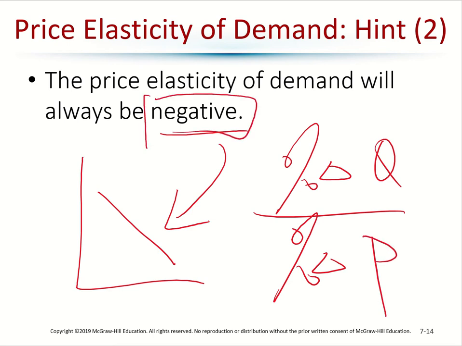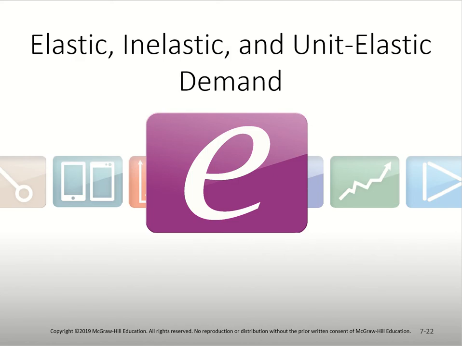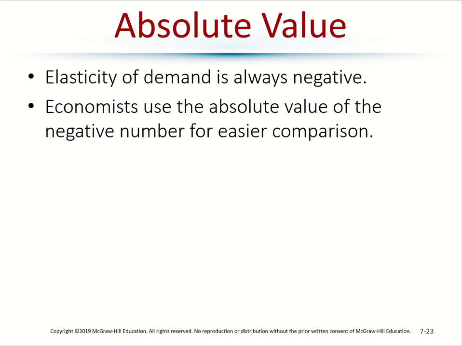Okay, so because it's always negative, one thing we like to do is, whenever you finish this price elasticity of demand, take the absolute value, so it becomes positive. Just avoid negative numbers: take the absolute value, it becomes positive. Now let me show you the next one. So a couple more definitions. Again, we're always going to take the absolute value whenever you finish your elasticity of demand, and only for elasticity of demand.